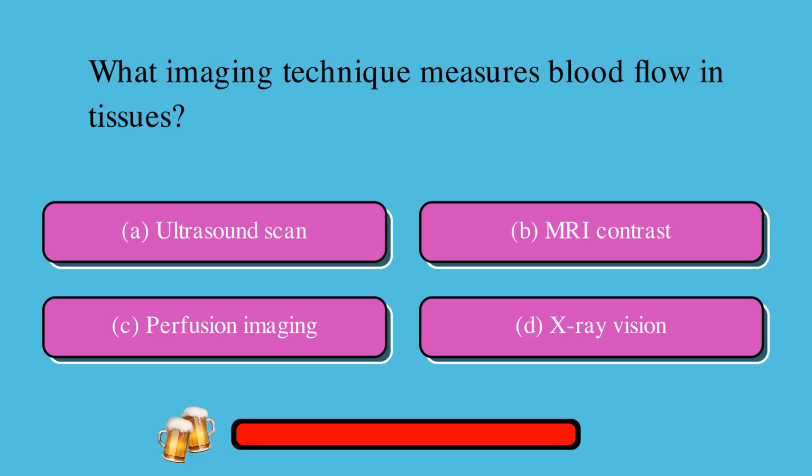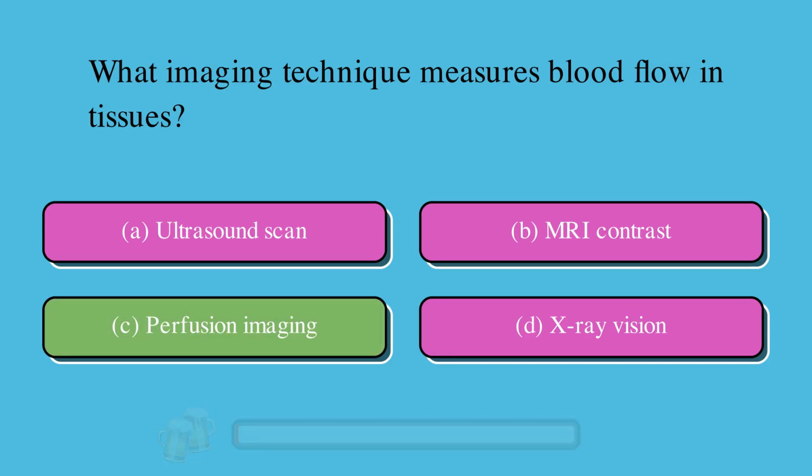What imaging technique measures blood flow in tissues? A. Ultrasound scan, or B. MRI contrast, or C. Perfusion imaging, or D. X-ray vision. The correct answer is C. Perfusion imaging.